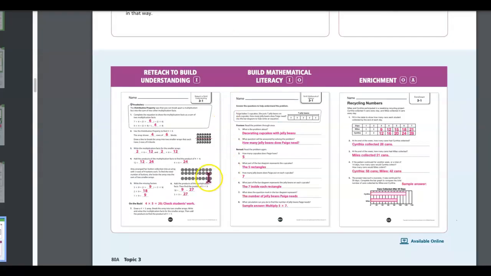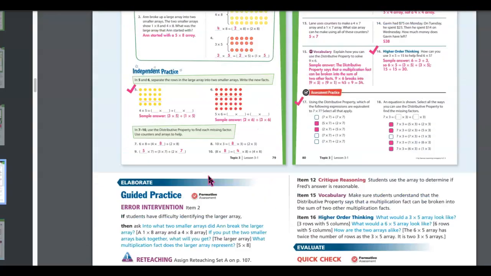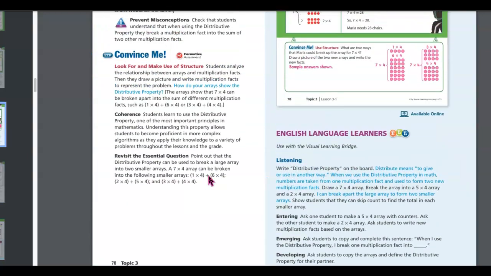And that is just a real quick walkthrough of our 1, 2, and 3 steps of our enVision Math.